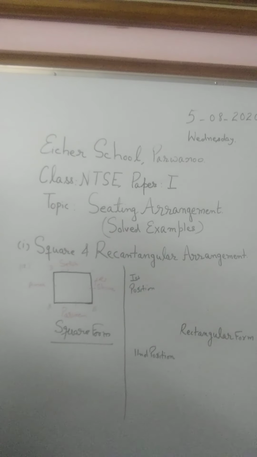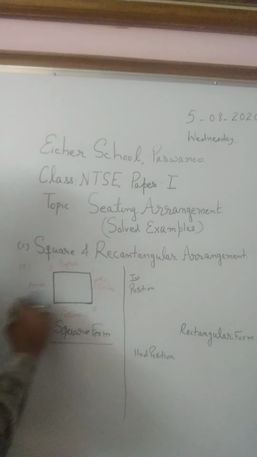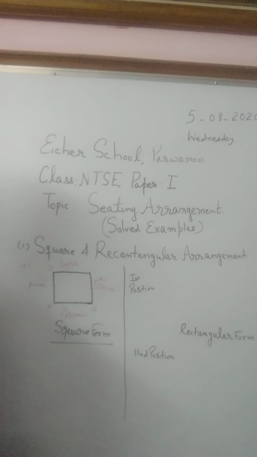So in this way, at a square table, they will sit when they are looking at the center of the square. This is our first example of square arrangement. Second is regarding rectangular arrangement. In rectangular arrangement, length and breadth are not equal. We have to keep that in mind.